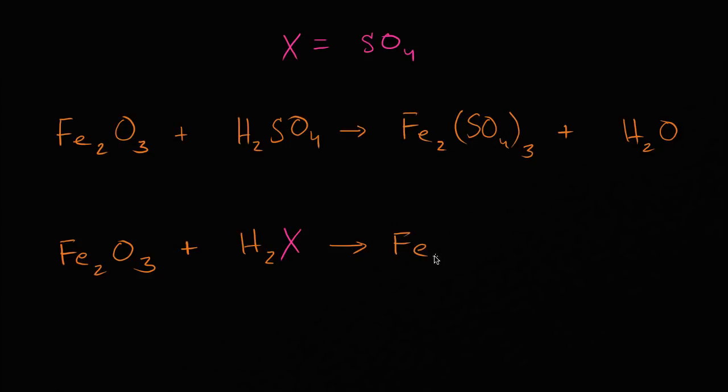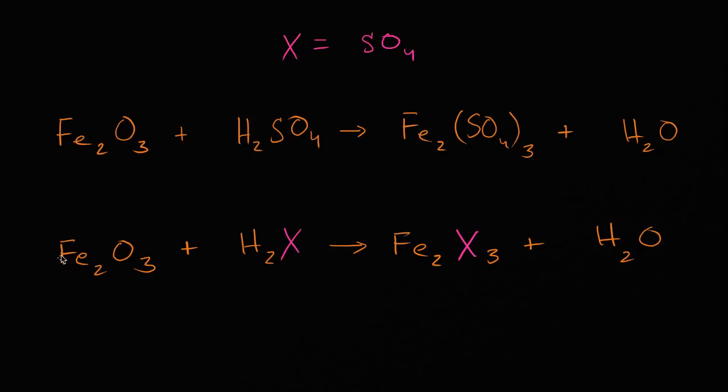ferric sulfate. It has 3 sulfate groups. So X is a sulfate group. And it's going to have 3 of them. Ferric sulfate plus molecular water. And so now, even though X represents an entire group, let's treat it like an element. And just let's make sure we have the same number of X's or the same number of sulfate groups on both sides. So let's balance this chemical equation.